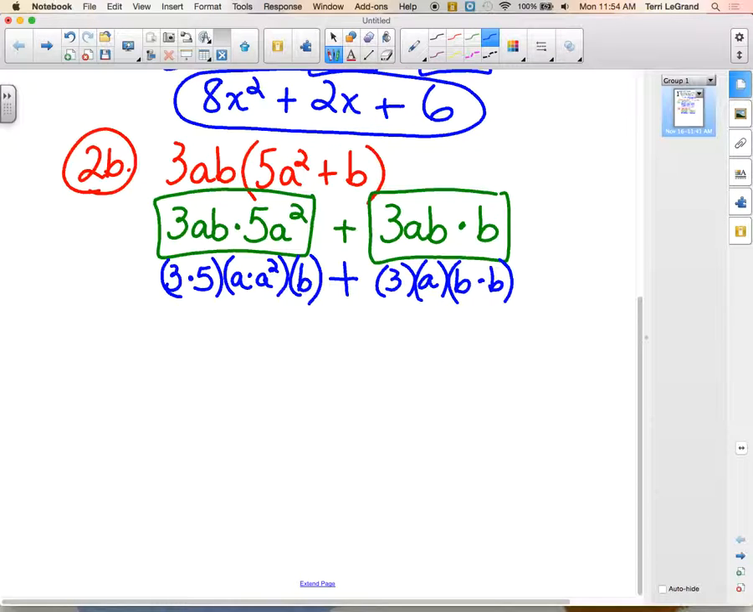Okay, now we will do our multiplying. What is 3 times 5? 15. Okay. A times a squared, a to the 3rd, a cubed. And that b doesn't have anything to be multiplied by. Bring down our addition. 3 doesn't have anything to be multiplied by. A doesn't have anything to be multiplied by. B times b, b squared.